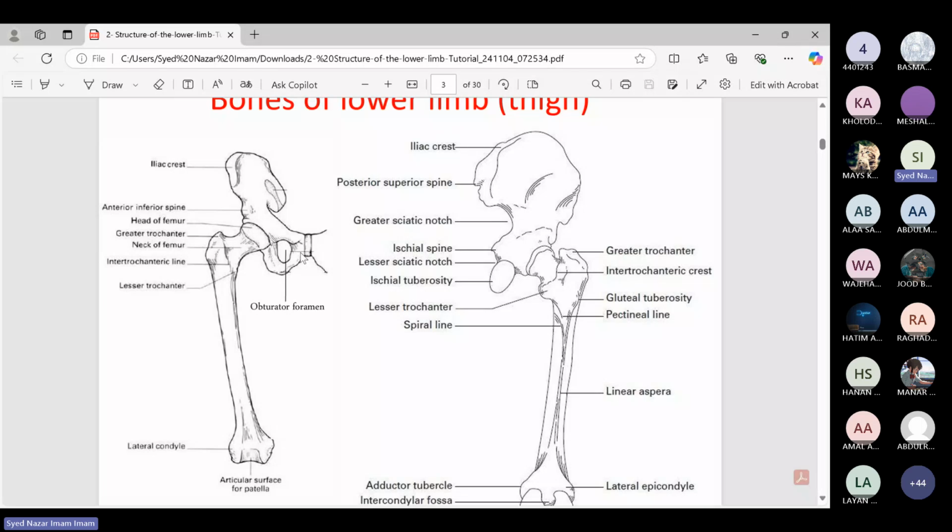You can compare the anatomy of the lower limb with the upper limb, and it's also going to help you. So the structure is very much similar. We'll see how you can compare that. So let's start with this bone. This is the hip bone, and this is very much similar to your scapula.